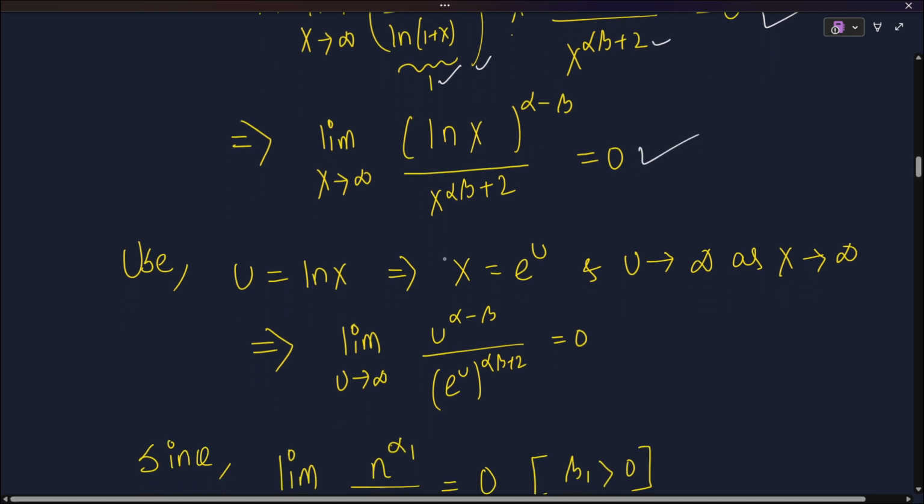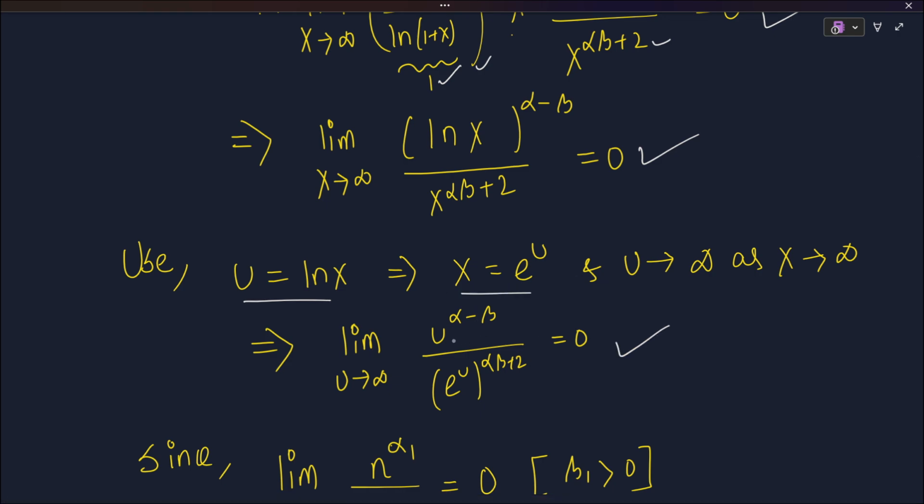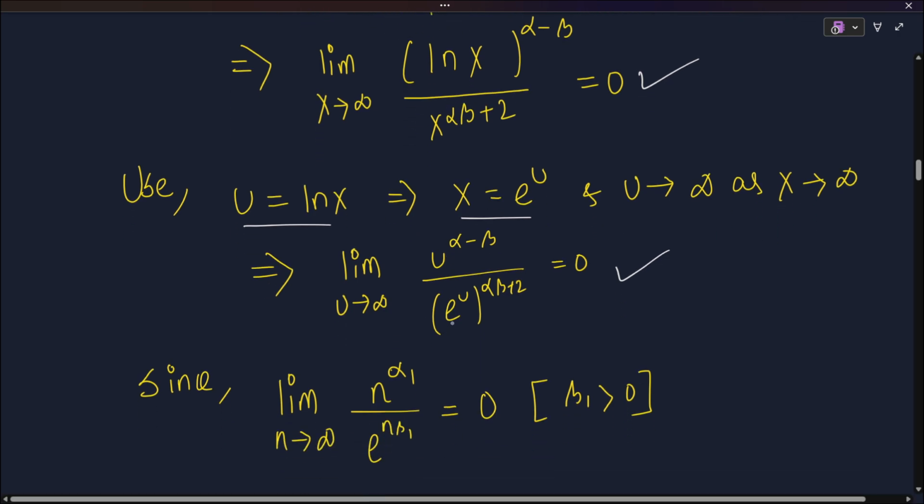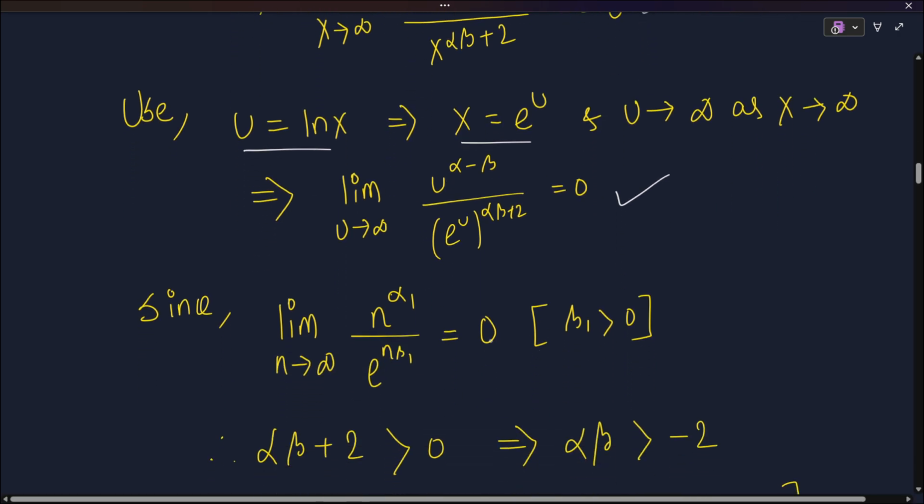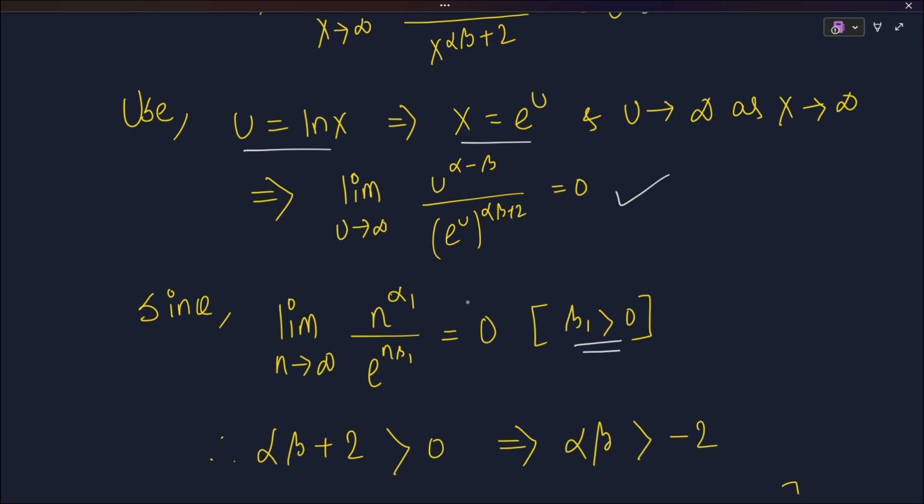And just a simple substitution like u equals ln x will give you a very known form where x equals e to the power u. And you should get this form. Now, any polynomial divided by any power of e is always 0 as long as the power of e is positive. This is a very standard result.